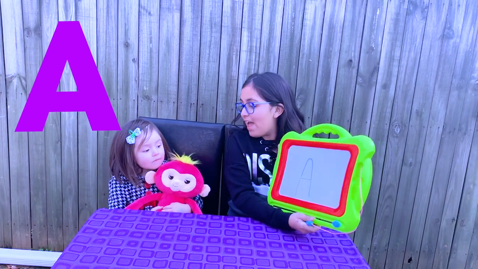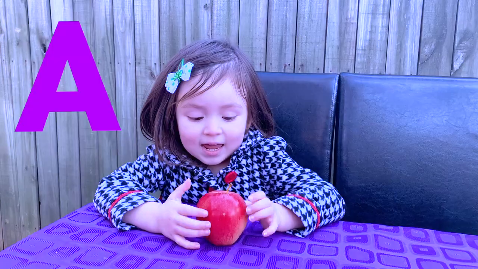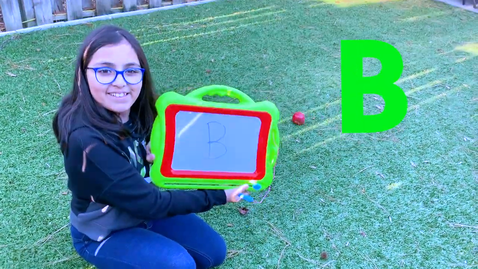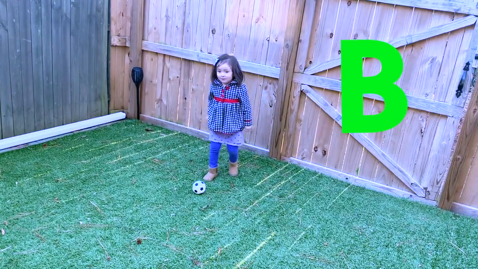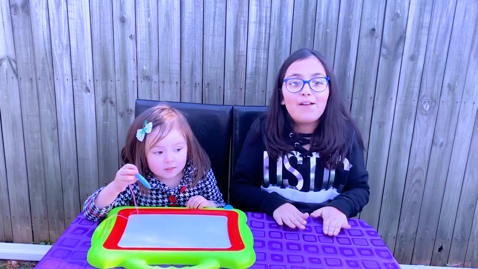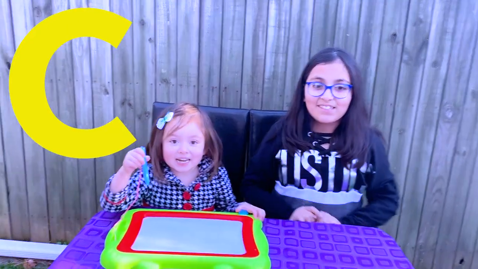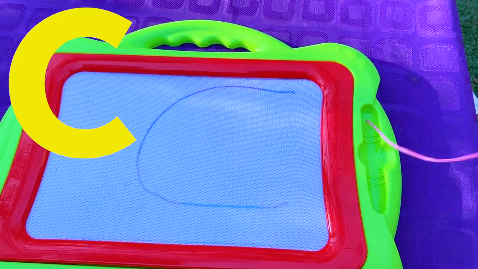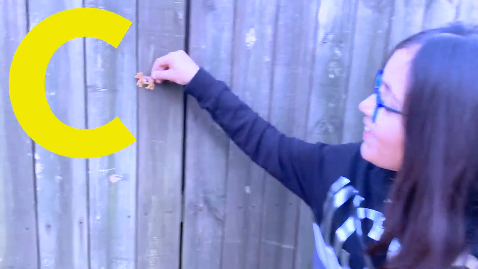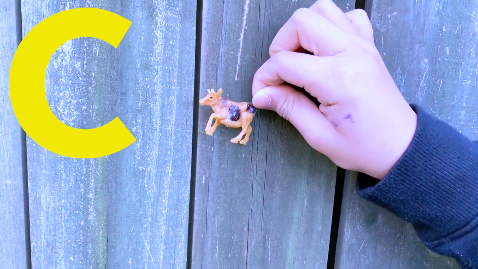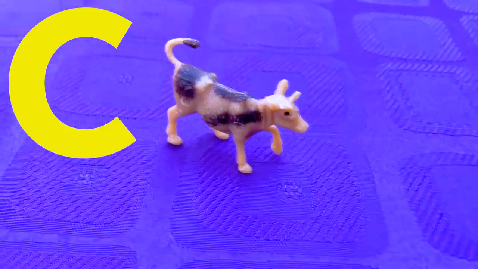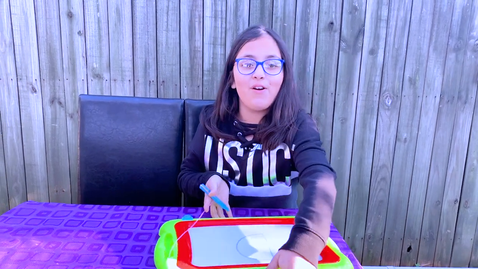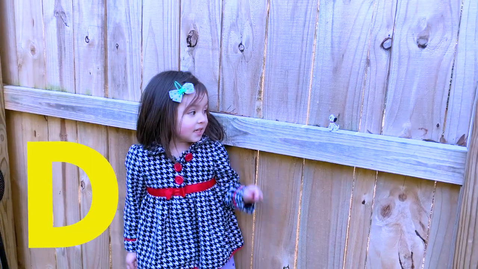Here's the letter A. And what starts with the letter A, Grace? Example. B is for ball. B is for ball. It's time for the letter C. It's a big C. Or cow. Do you know what D is for? D is for dog.